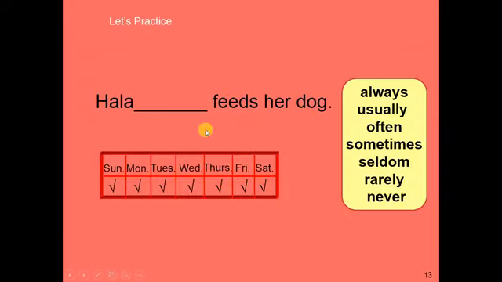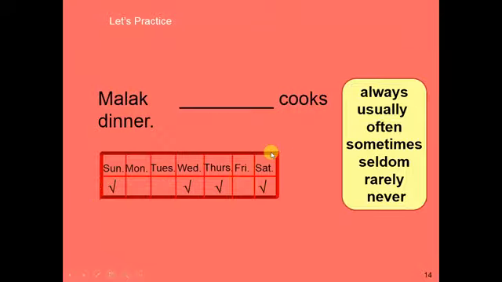I don't do this at all. Hala always, usually, often, sometimes, seldom, rarely, or never feeds her dog? All week she does this, so Hala always does this. Malak always or usually cooks dinner? We will choose sometimes, because she doesn't do this all the time.